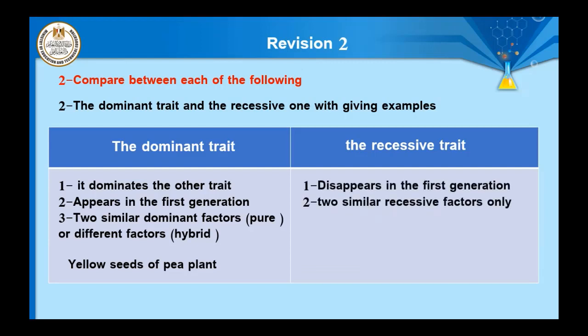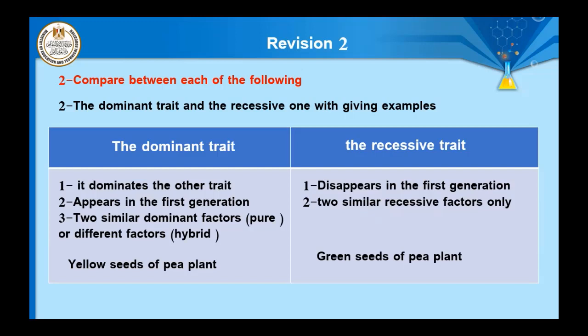Recessive trait, number one, disappears in the first generation, but it will appear in the second generation by ratio 1/4 from the offspring. And it will be formed by two similar recessive factors only. This means that recessive trait must be pure, not hybrid. For example, green seeds of pea plant, straight hair in human, narrow eyes in human, no dimples in human. All of these are recessive traits.